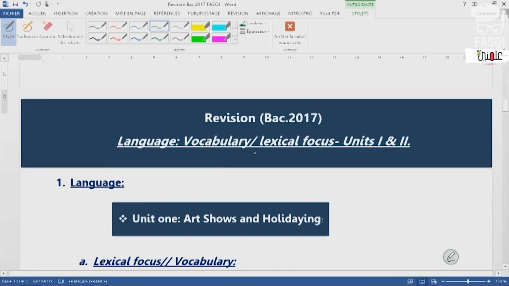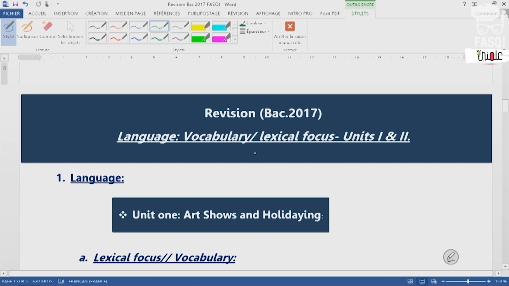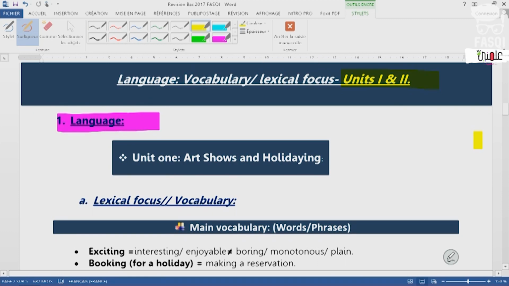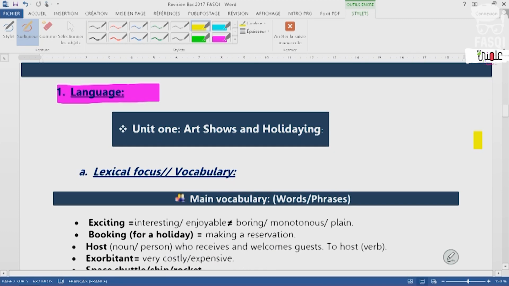As you see, dear pupils, here it's going to be a focus on language. As mentioned previously, we start with language and mainly those units: 1 and 2. 3 and 4 are getting ready too. Okay, unit number 1, archos and holidaying.